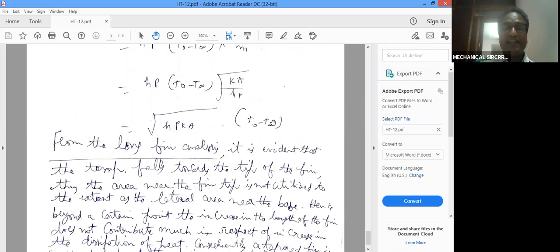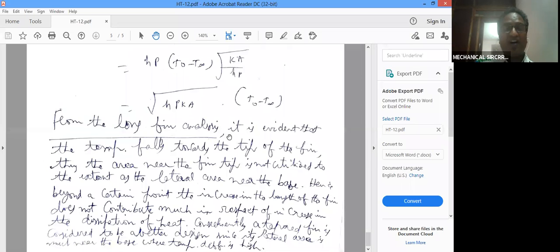Here h is the convective heat transfer coefficient, P the perimeter, k the thermal conductivity, A the cross-sectional area, T naught the temperature at the base, and T free stream the temperature of the surrounding fluid. So for the long fin analysis, it is evident that the temperature falls toward the tip of the fin. Thus the area near the fin tip is not utilized to the extent of the lateral area near the base. Hence, beyond a certain point, the increase in the length of the fin does not contribute much in respect of increase in the dissipation of heat.